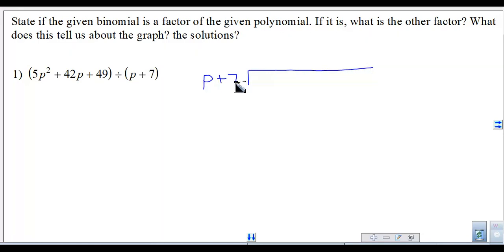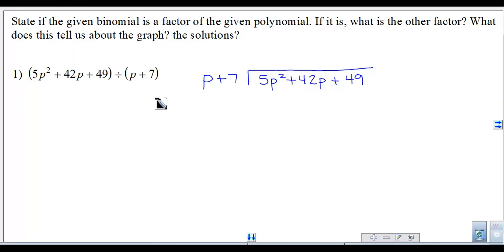The divisor will go on the outside of the box, and the dividend will go inside of the box. There are two things that you want to check for every time that you set a problem up. You want to look and see if all the terms are there, and what I mean by that is you don't have any missing variables, like it doesn't go from p cubed down to p. And you also want to check and make sure that the variables are written in descending order by exponent.